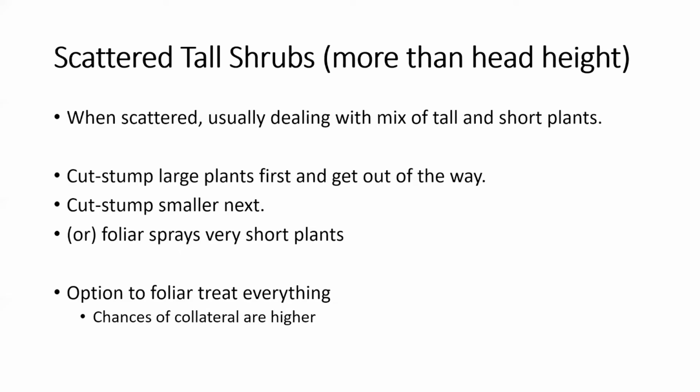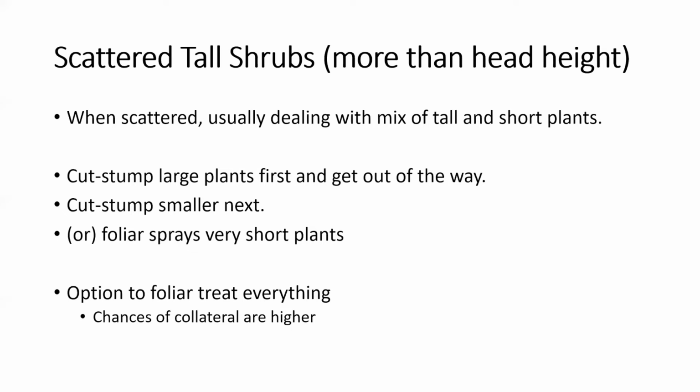But when you're dealing with scattered tall shrubs, you have more options. You can foliar treat those just fine, although the risk of non-target effects is pretty high. The most effective thing to do on these, though, is a cut stump treatment. And really the process you want to use there is to cut the top part of the plant out of the way and then go back and cut down to the stump. And when you're cutting the stump, I always recommend cut as close to the ground as possible so that your herbicide treatment is as close to the roots as possible. It's just more effective that way.